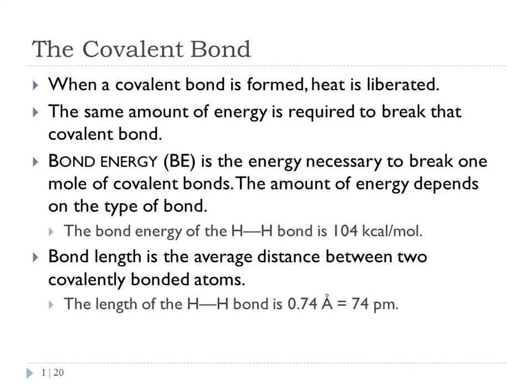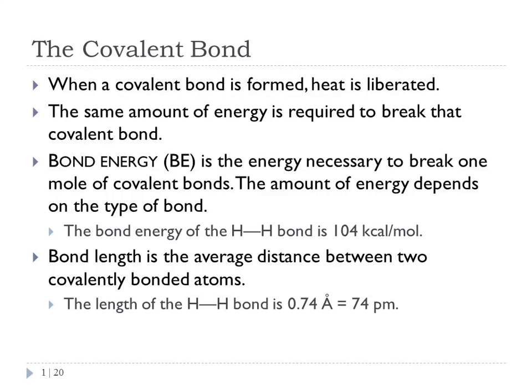When we have a covalent bond being formed, heat is liberated. Heat is given off. And to break a bond, you have to put energy in. It's the same amount of energy that you have to put back in to break that apart. And that is called the bond energy. And we usually express that for 1 mole of covalent bonds. So as an example, the bond energy of a hydrogen-hydrogen covalent bond is 104 kilocalories per mole. So to break a mole of hydrogen bonds is 104 kilocalories.